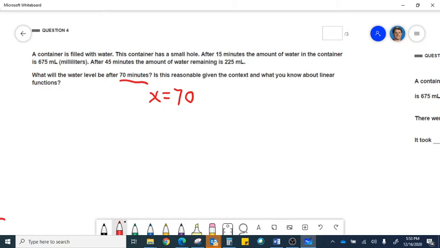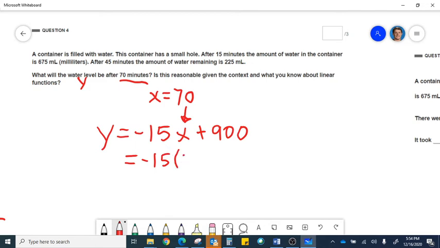Well, I just created a formula for this that I can use for pretty much everything. So if I say y equals negative 15x plus 900, it's asking me what will the water level be? The water level is y. What will y be when x is 70? So all I've got to do is plug in 70 for x. So I say negative 15 times 70 plus 900. I'm going to simplify it. Each step it gets a little bit simpler. 15 times 70 is negative 1,050.